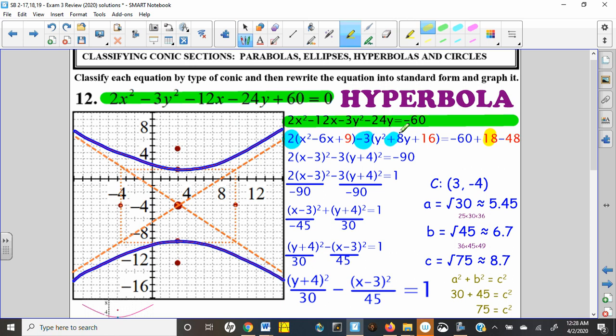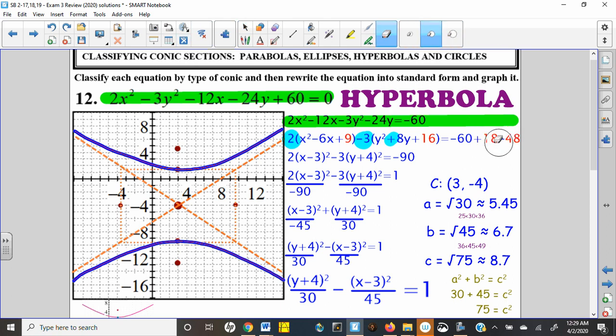Half of 8 here, half of 8 is 4. 4 squared is 16. But I'm not going to add 16 to the other side because it's really a negative 3 times 16. I'm really subtracting 48. And so I have to subtract 48 over here, okay? Now look what happens. We end up with a negative 90 when all is said and done.